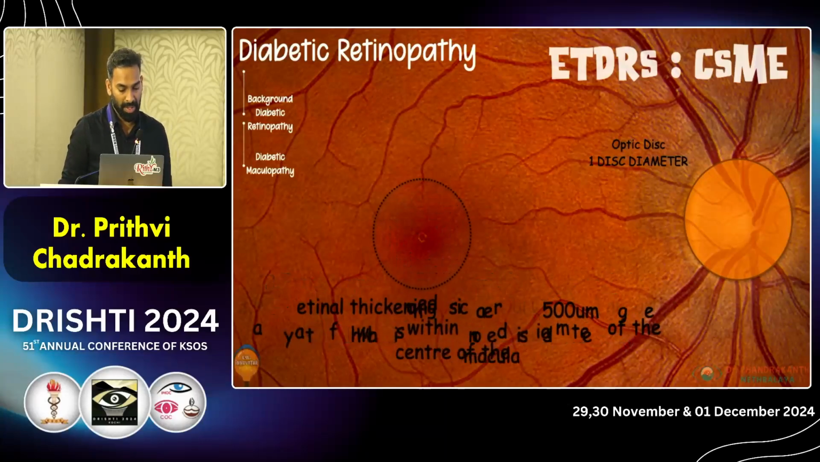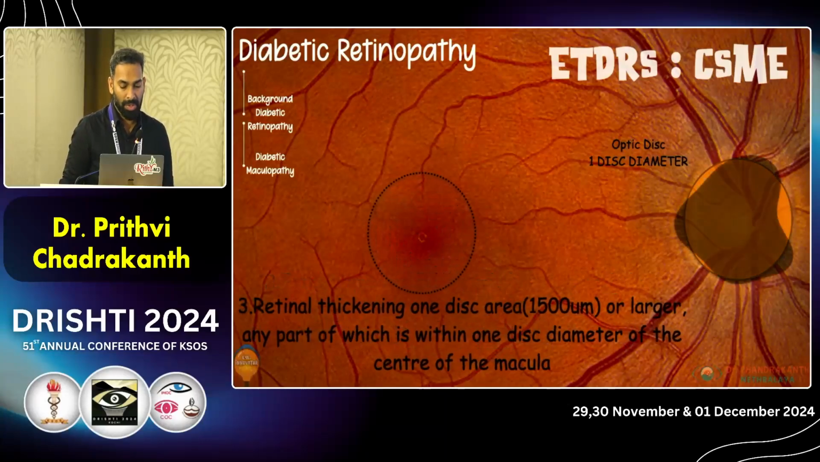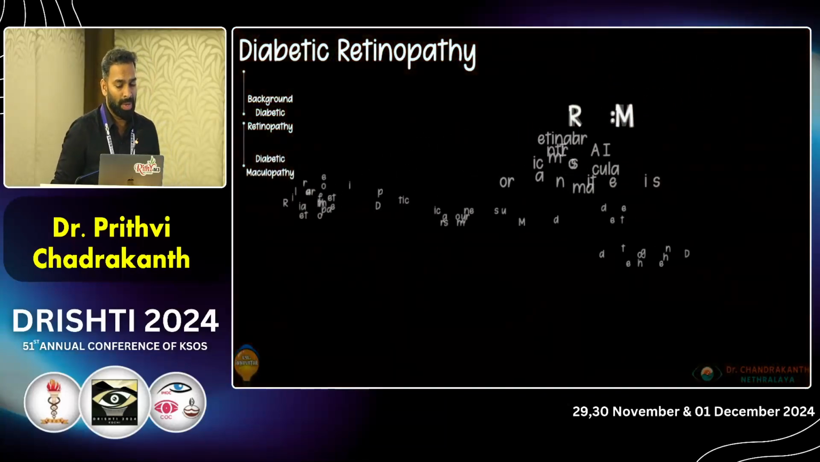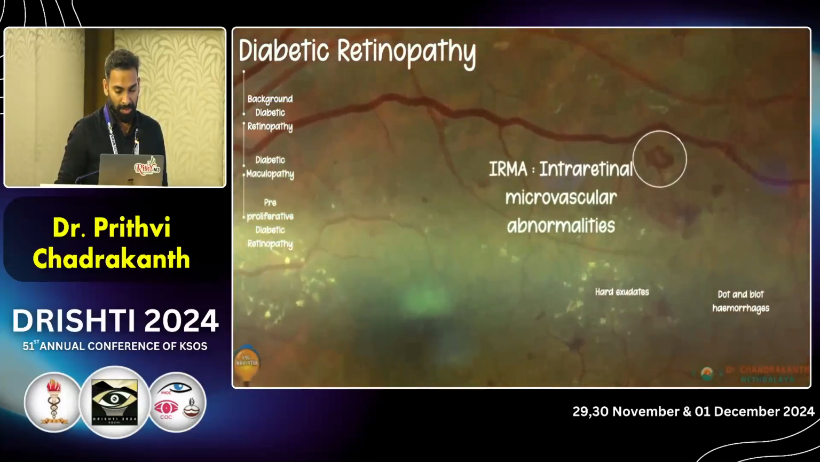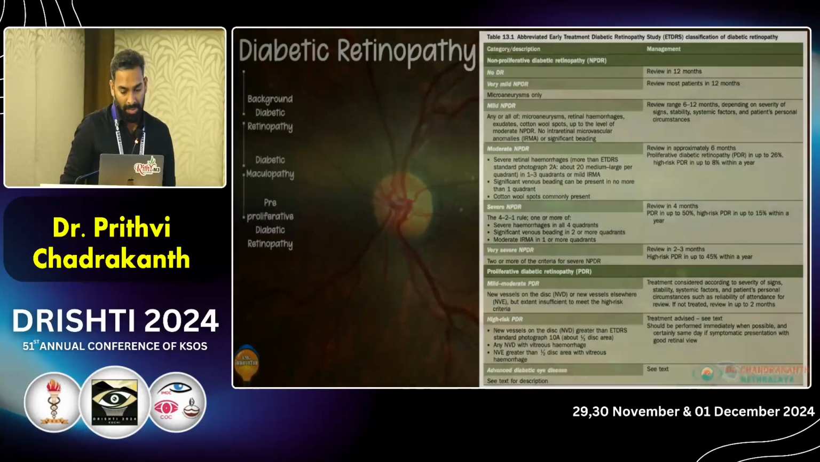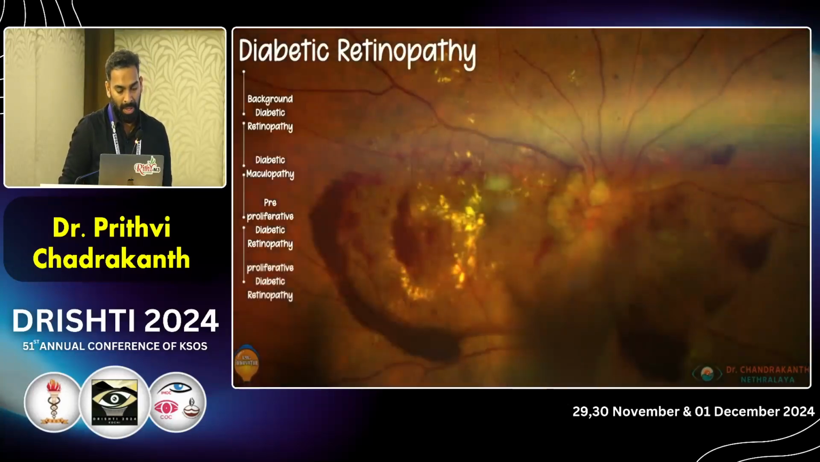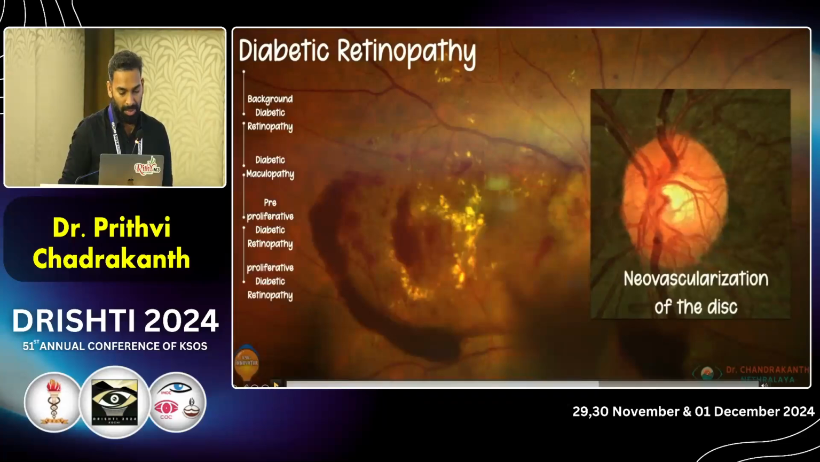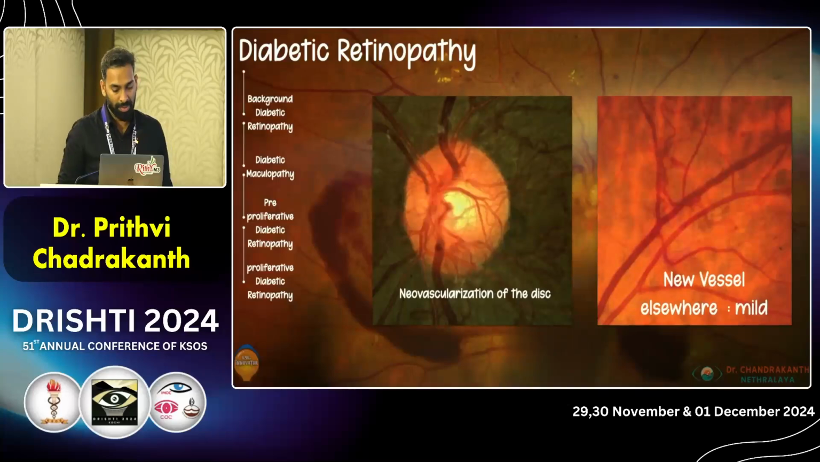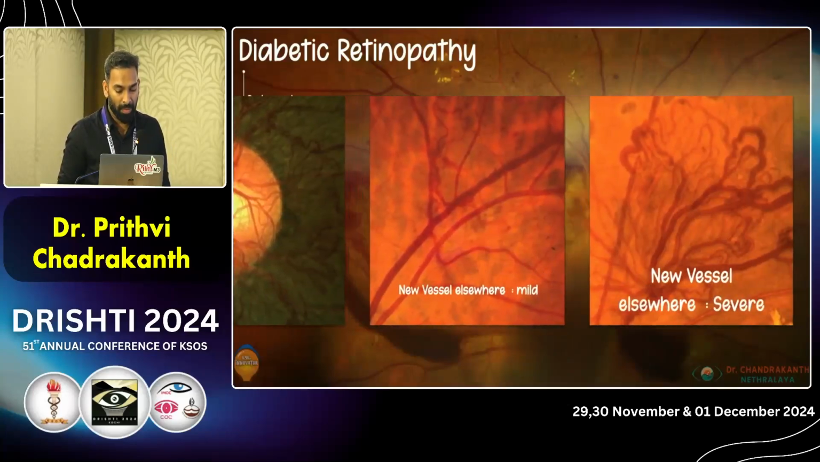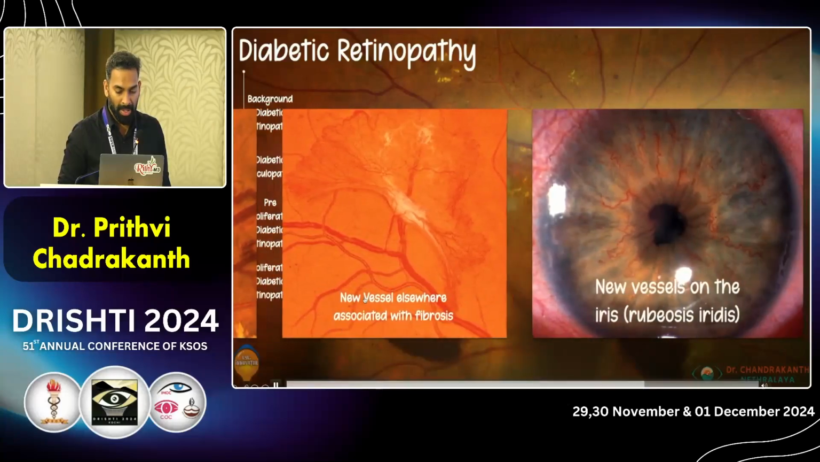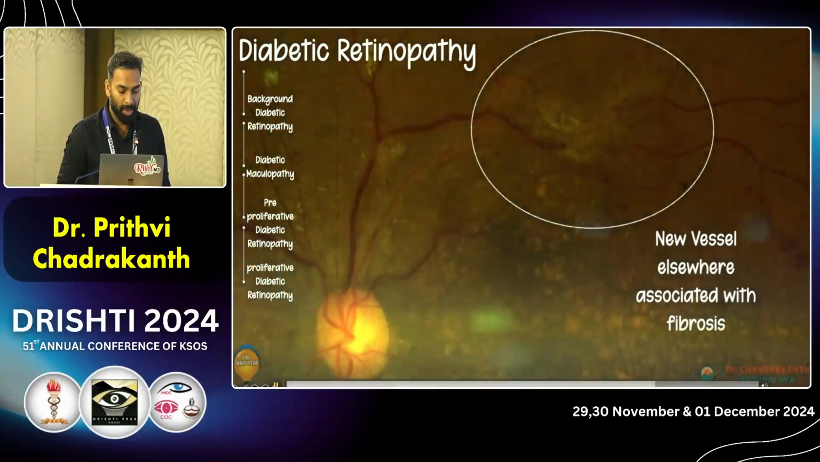This is a second classification. And the retinal thickening, which is almost one disc area, part of which is lying within one disc diameter, is called... So this is how the IRMA, intraretinal microvascular abnormality, looks. And this is proliferative diabetic retinopathy, mostly characterized by neovascularization of the disc and elsewhere, the mild form and the severe form with fibrosis over here, and finally the NVI, rubeosis iridis.